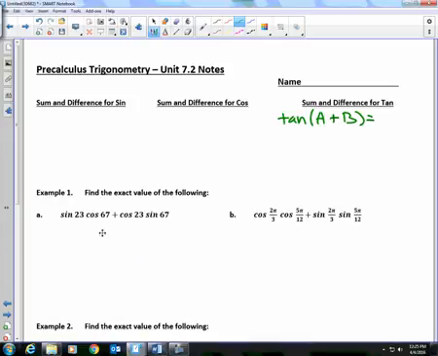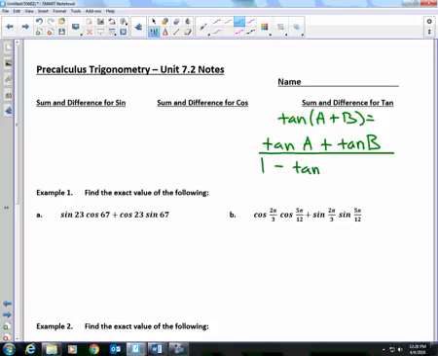Okay, sum and difference formula for tangent. So you want to take tangent of two angles added together, two angles subtracted. Tangent of A plus B is equal to tangent of angle A plus the tangent of angle B, divided by 1 minus tangent of angle A times the tangent of angle B. Okay?